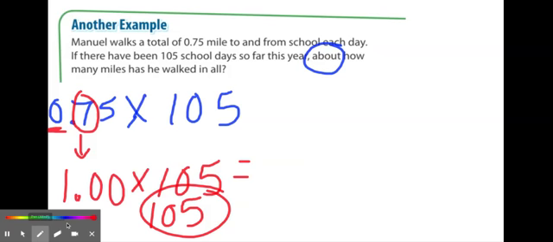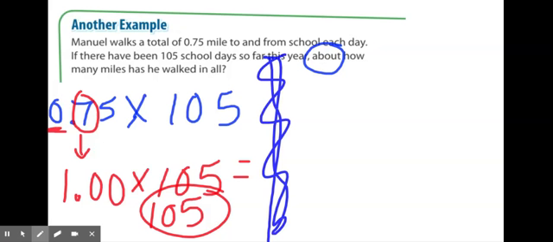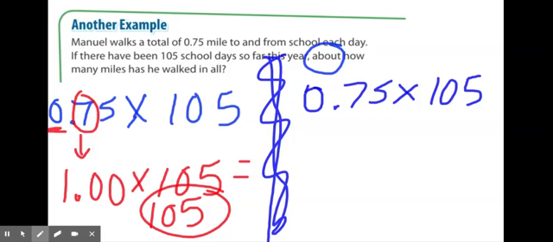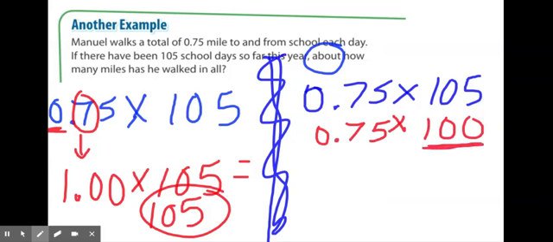Another way we could have solved this problem is by using what we did yesterday or earlier this week in our other math lesson. We have this same problem, 75 hundredths times 105. Instead of rounding the decimal, let's try rounding this number. 105 rounded to the greatest place value would round to 100. Can you remember the trick we did yesterday to multiply a decimal times a power of 10 like this number here?